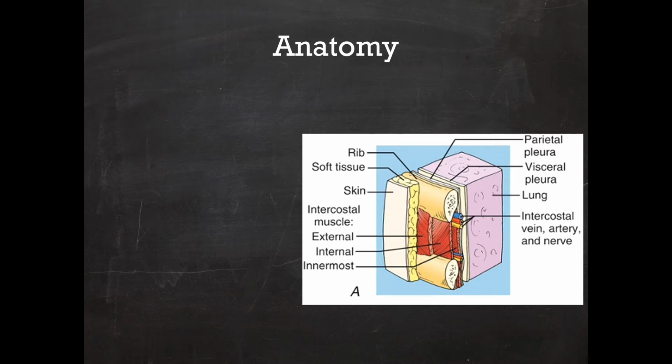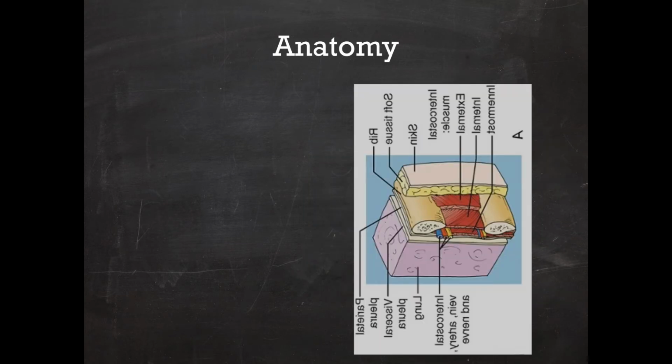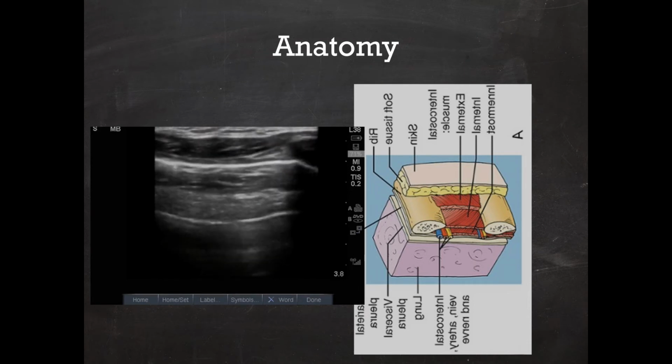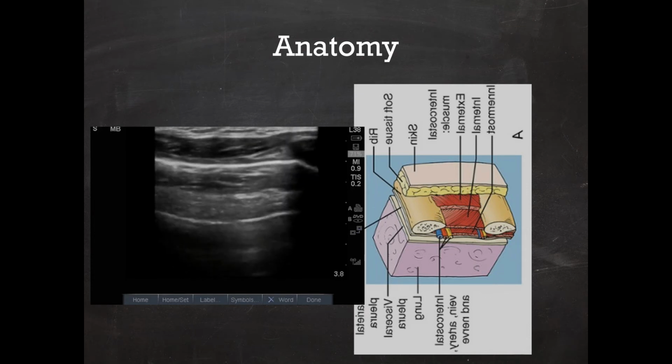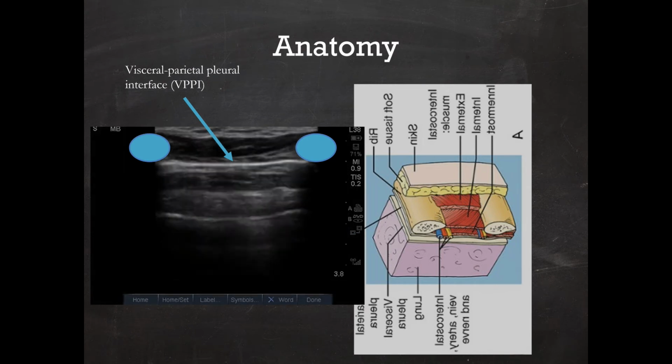Let's rotate the anatomy to match what we should see on our ultrasound and locate the structures we just talked about. Moving from the top of the screen to the far field, we see the epidermis and soft tissue, our relatively hypoechoic chest wall musculature, and our ribs with the hyperechoic cortex with associated shadow. The hyperechoic line just below the ribs is our visceral parietal pleural interface, or pleural line.